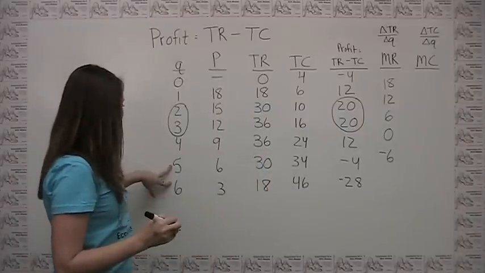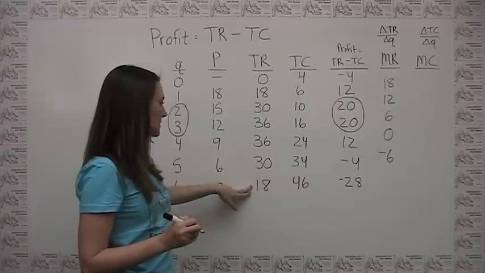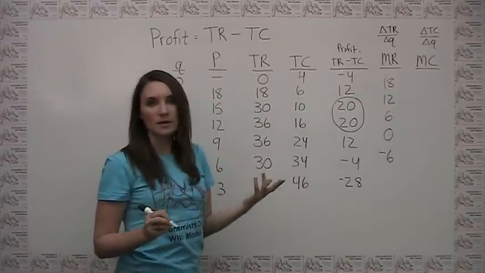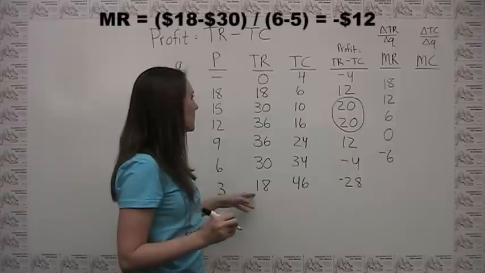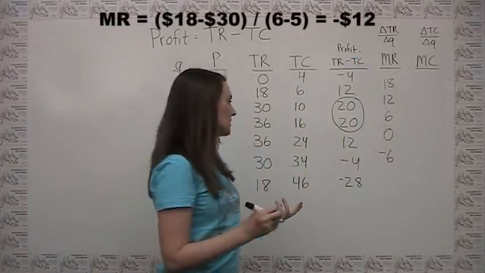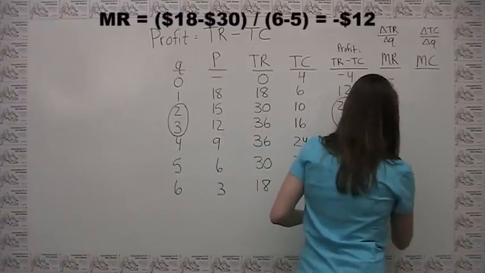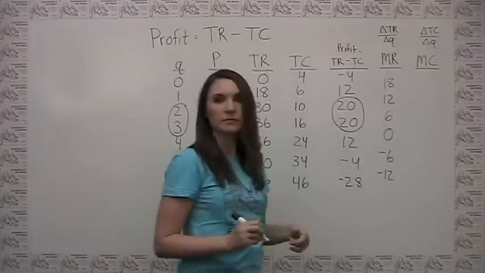And when I go from 5 units to 6 units, my total revenue goes from 30 to 18 for a loss of 12, in which case my change in total revenue divided by change in quantity is negative 12 divided by 1, or negative 12.